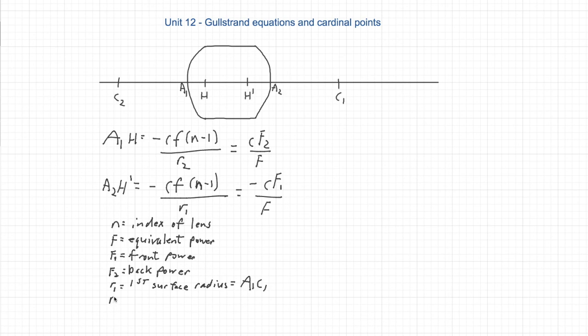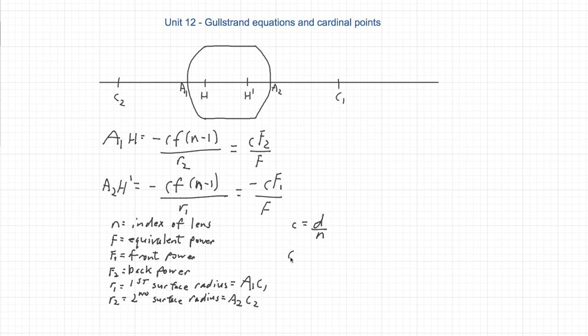R1 is the first radius of curvature, the distance from A1 to C1, which in this diagram goes from left to right and would be a positive number. R2 equals the second surface's radius of curvature. That equals A2C2, which in the diagram for a biconvex lens goes from right to left and would be a negative number. C equals D over N.